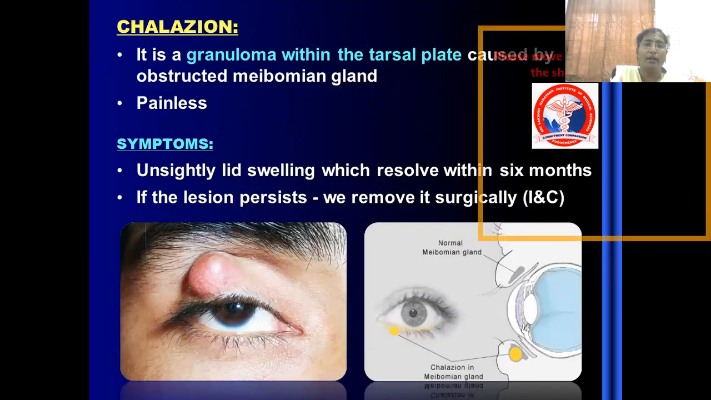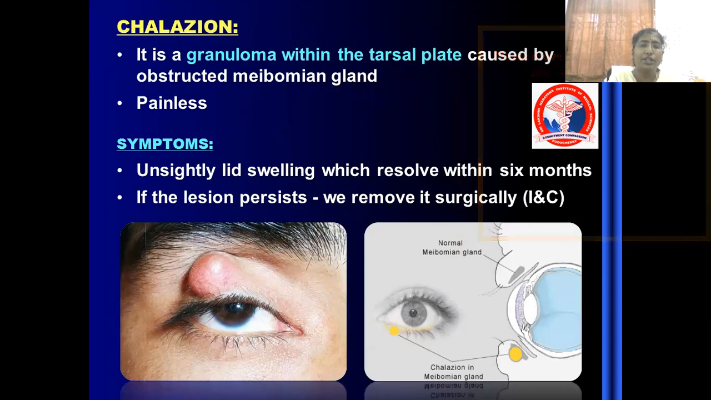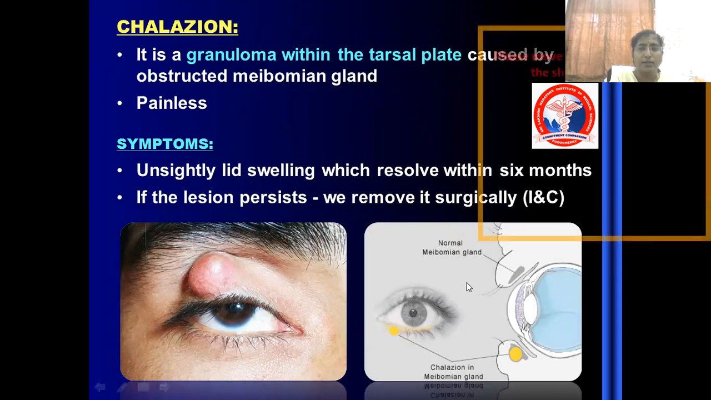Chalazion is a granuloma within the tarsal plate, mainly caused by obstruction of the meibomian gland, and usually it is painless. You see a nodular swelling, and the symptom is unsightly lid swelling, which may resolve within 6 months. If the lesion persists, we remove it surgically, that is incision and curettage. We put the incision vertically on the inside of the conjunctiva and curette all the contents. So this is the normal meibomian gland, whereas when the duct gets obstructed, it forms the lump.